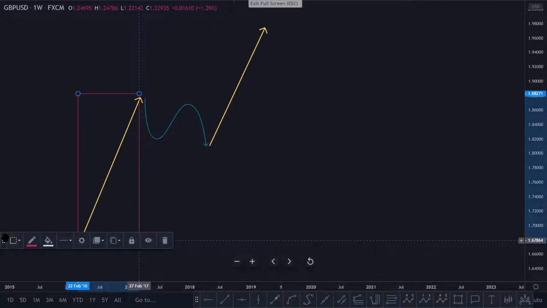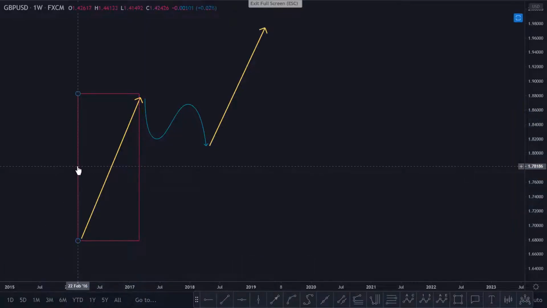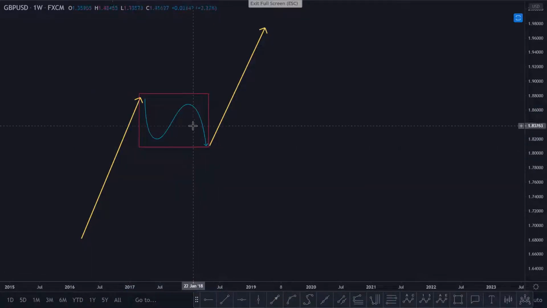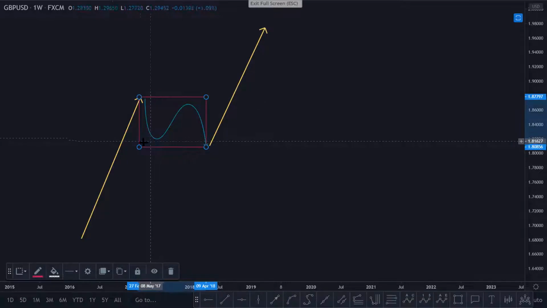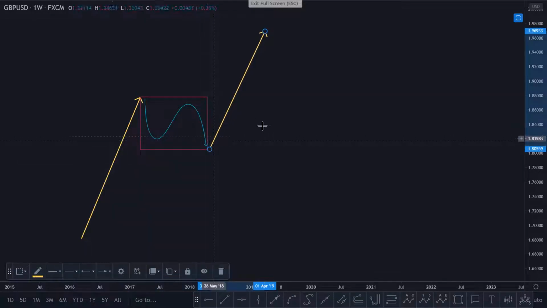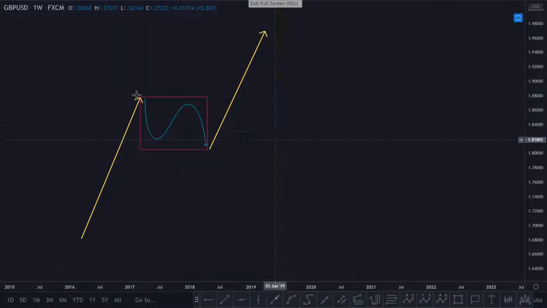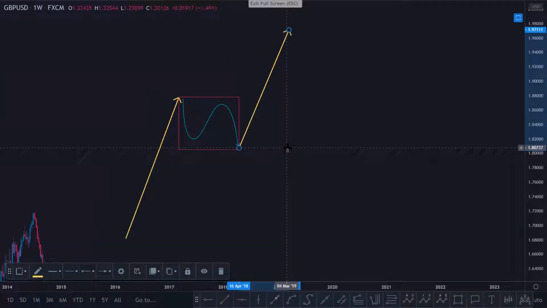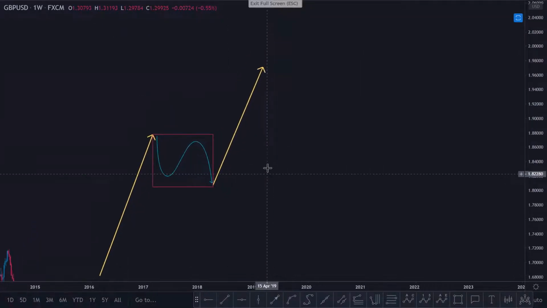And how we go about doing that is we need to identify the impulse. And once we've identified the impulse, we need to identify the correction. And once we can really get into the meat of this correction and dissect what it actually is and what it's doing, we can then find an entry point to trade the impulse to the upside. And that's the very basics of what we're trying to do.